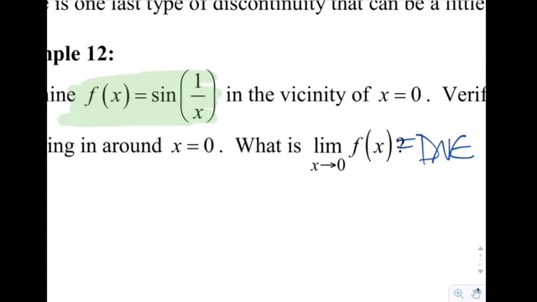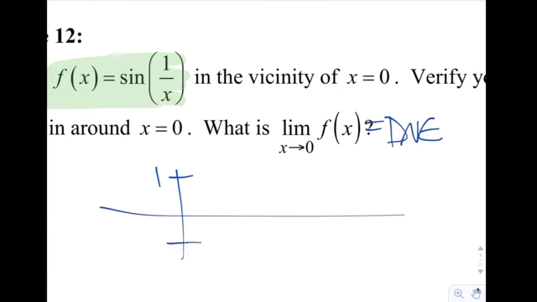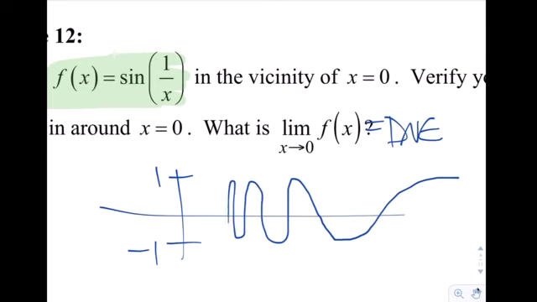So here's what's interesting. If you looked at the graph, here's 1, here's -1. It's coming in like this, nice and stretched out. And then once it gets past 1, it starts oscillating faster and faster and faster because the period gets smaller and smaller and smaller, and it oscillates between -1 and 1 constantly, faster and faster and faster.